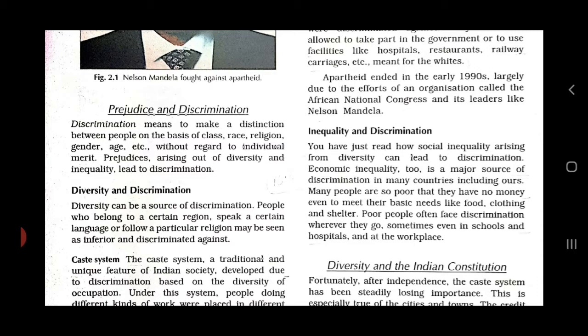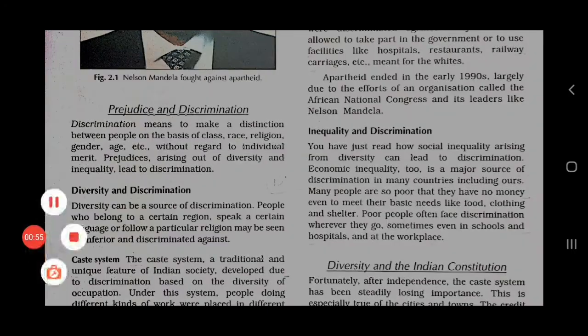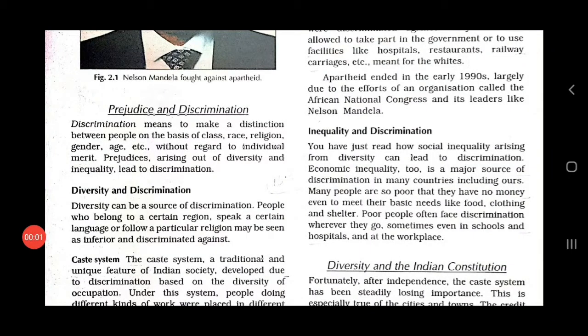So, without considering a person's worth, we are making these distinctions. Prejudices arising out of diversity and inequality lead to discrimination. In simple words, children, if I define discrimination, then discrimination means treating a person unfairly because of who they are or because they possess a certain characteristic which you don't like. You are just treating that person unfairly.